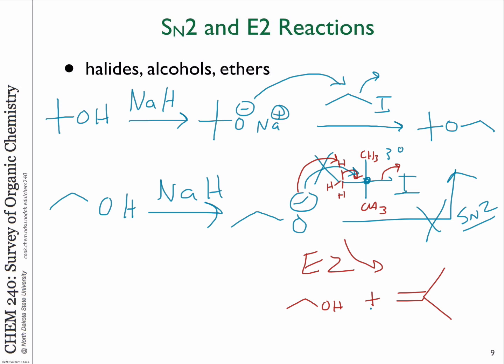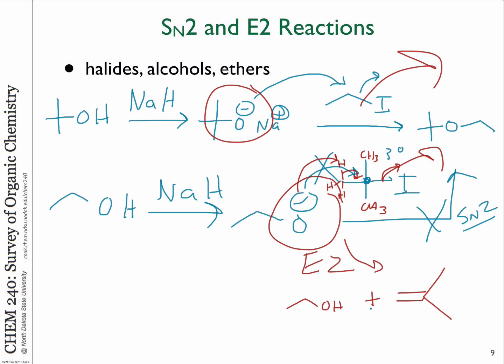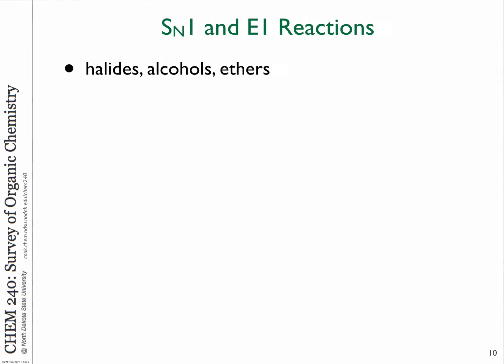But understand SN2 and E2 are similarly related. In other words, the nucleophile in this case, or the base in this case, are reacting at the same time the halogen leaves. Okay. Compare that with SN1 and E1. We talked a little bit about E1 just a minute ago in dehydrating an alcohol. SN1 and E1 reactions all form a carbocation intermediate.